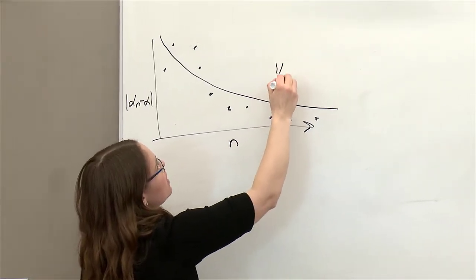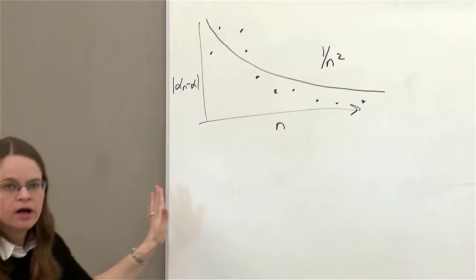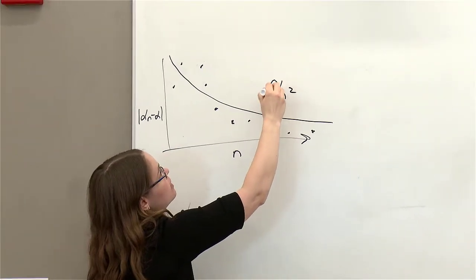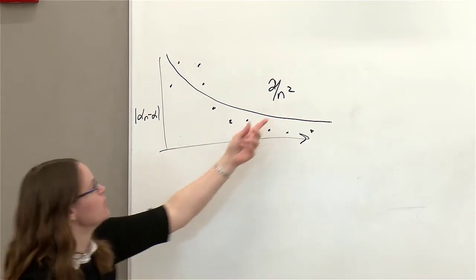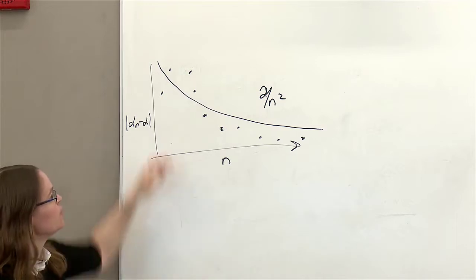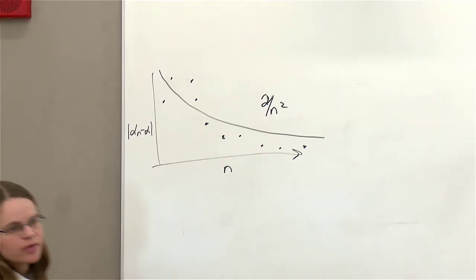If this curve is 1 over n squared, then we say that the error is big O of 1 over n squared. Even if this is 2 over n squared, the constant is not a big deal. It's really the 1 over n squared part that tells us how quickly the error goes to 0. And the faster the error goes to 0, the fewer terms we would hopefully need to get an accurate result.